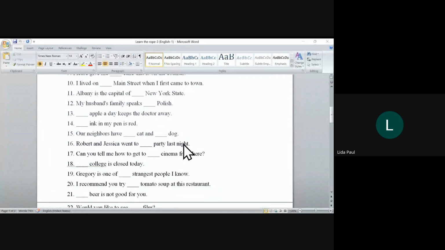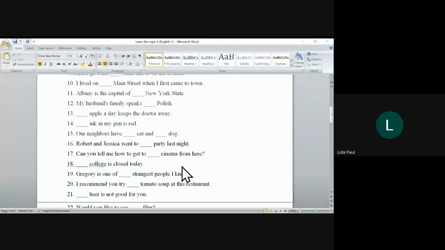Okay, 16. Robert and Jessica went to dash party last night. Robert and Jessica went to the party. You can use both, right? You can either say a party last night, being unspecific about what party it was, or you can alternatively use the. The difference would be that it would mean the party which they went to is a familiar one, the one that the speaker knows of. So Robert and Jessica went to a party last night is correct. Robert and Jessica went to the party last night is also correct.